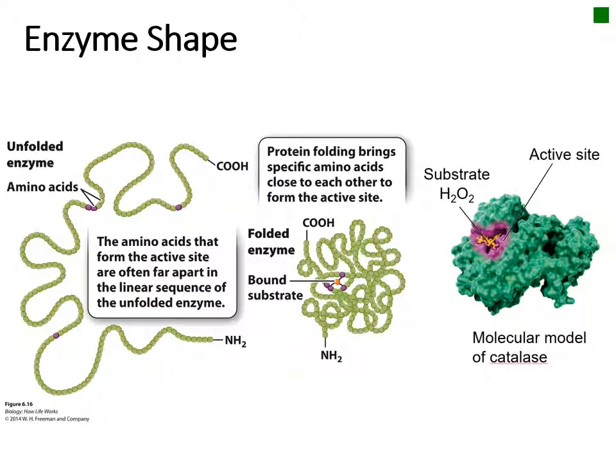Enzyme active sites form based on the 3D structure of a protein. The tertiary folding of protein structure brings specific amino acids together to form the active site of the enzyme. The active site amino acids may be spaced far apart on the primary sequence of the enzyme, as seen by the purple shaded amino acids in this primary structure. But when the protein is folded, those distant amino acids come together to form the active site.